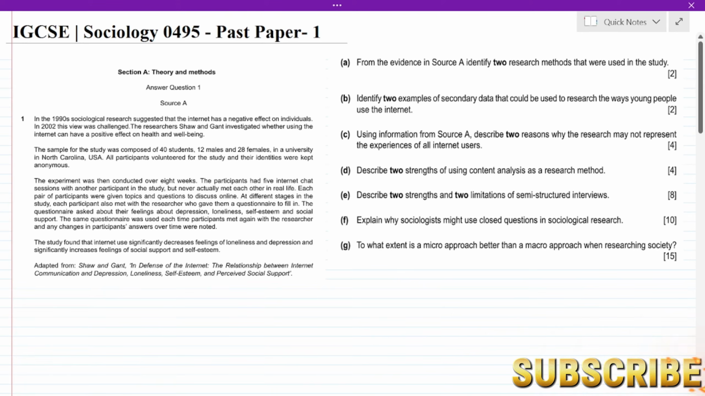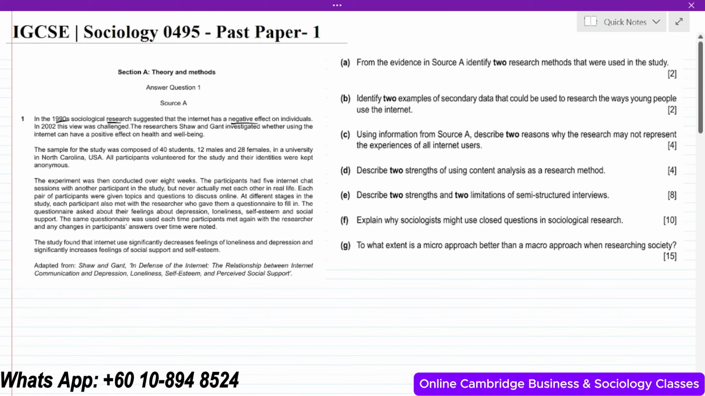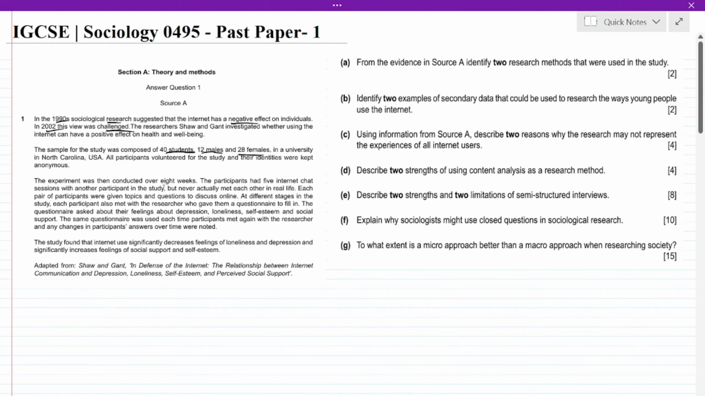For example, in the 1990s, sociology research suggested that the internet has a negative effect. For example, the negative effect. What happened in 2003? That was challenged, fine. The sample of this study was composed of 40 students, fine. Among these 40 students, 12 were males and 28 were females. This study was conducted in Carolina, USA. All the participants volunteered for the study, fine. Then an experiment was conducted over 8 weeks. You can highlight this one.